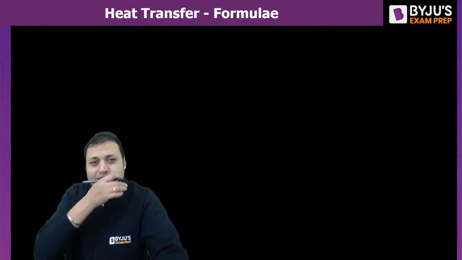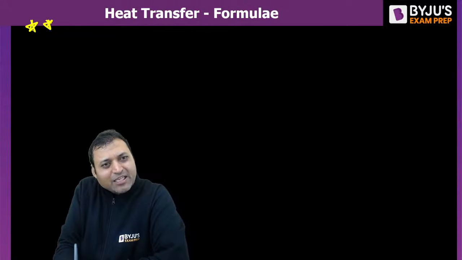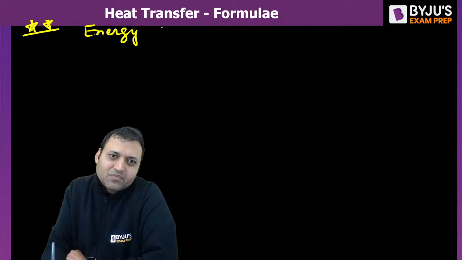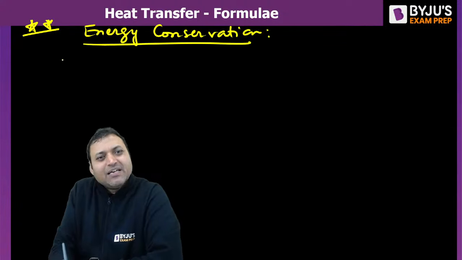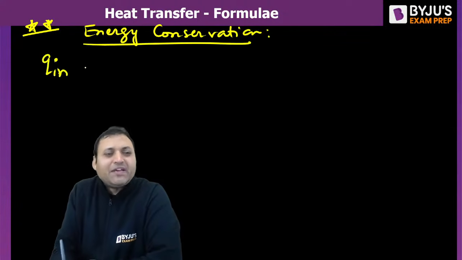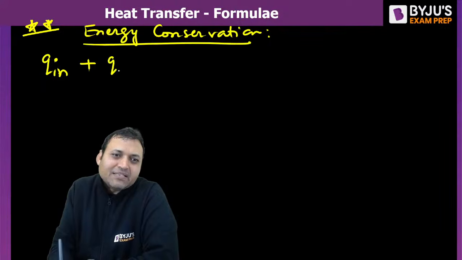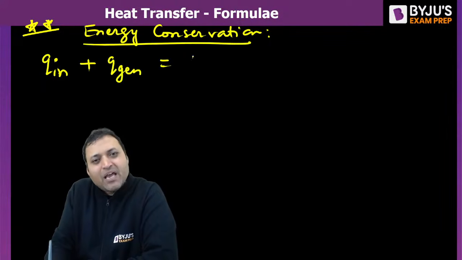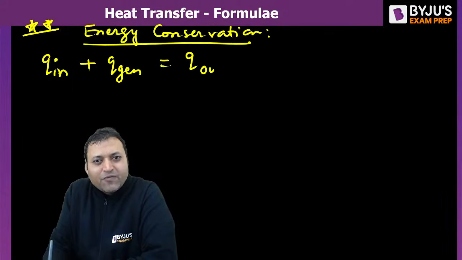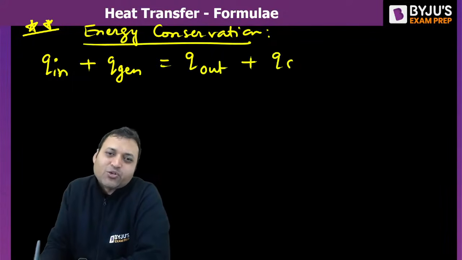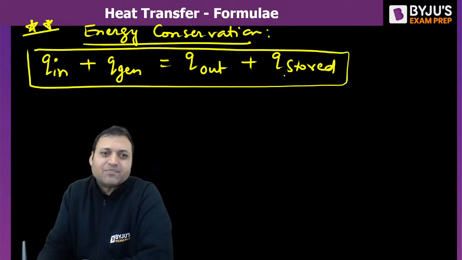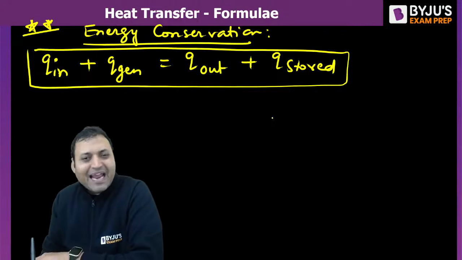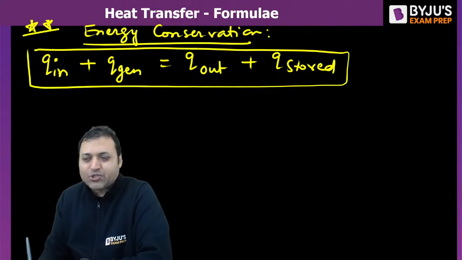Now after this, there is another very important expression called the energy conservation equation for the system. According to the energy conservation equation, there are 4 terms: the rate of heat entering into the system plus the heat generated in the system per unit time is equal to the amount of heat leaving the system per unit time plus Q stored in the system. That is the energy balance equation for any system. There are 4 terms: heat entering, heat generated, heat out, and heat stored.